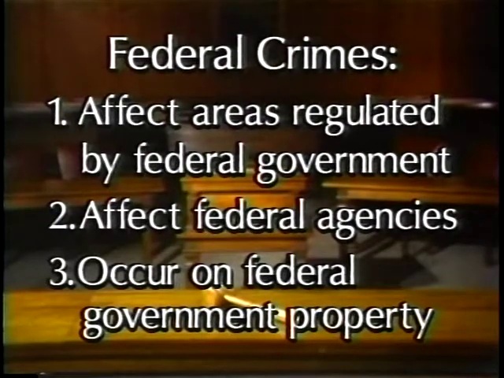Notice that in each of our examples, there is a direct connection between the prohibited conduct and the United States government. That connection enables Congress to declare that the conduct is a federal criminal offense. Next, let's look at the steps that lead to the prosecution of a criminal case in federal court.